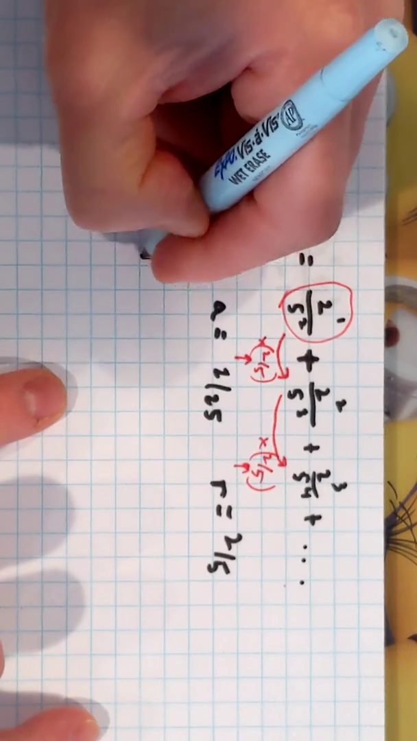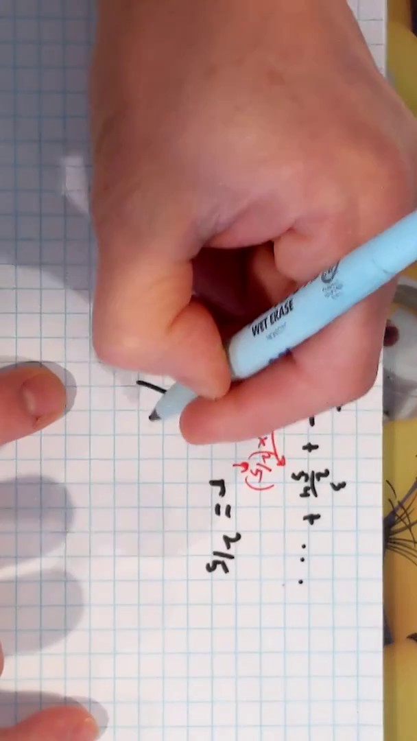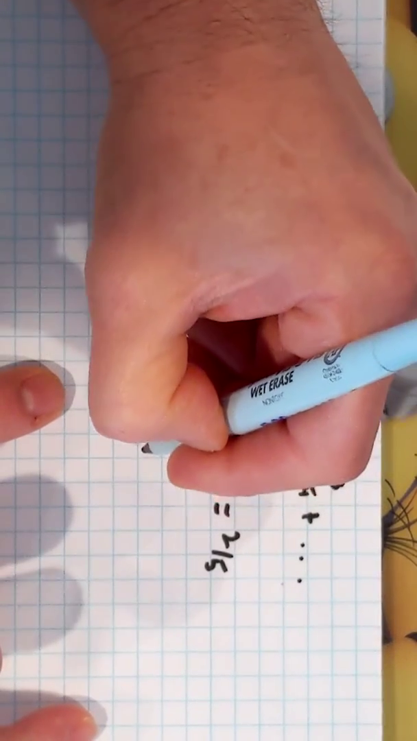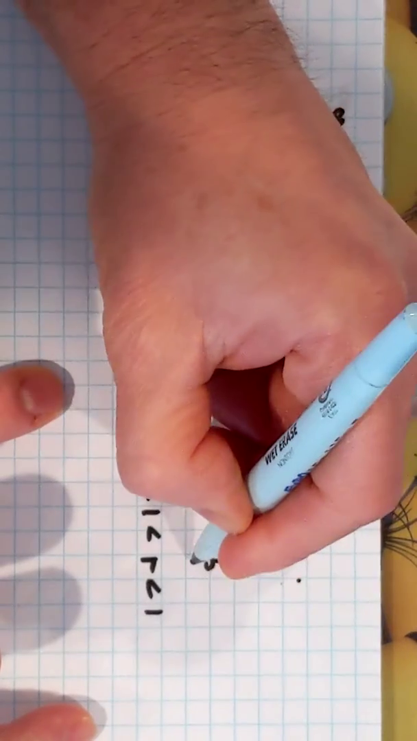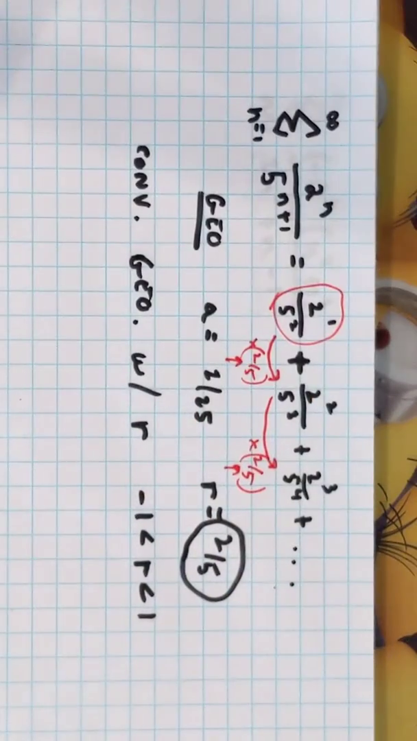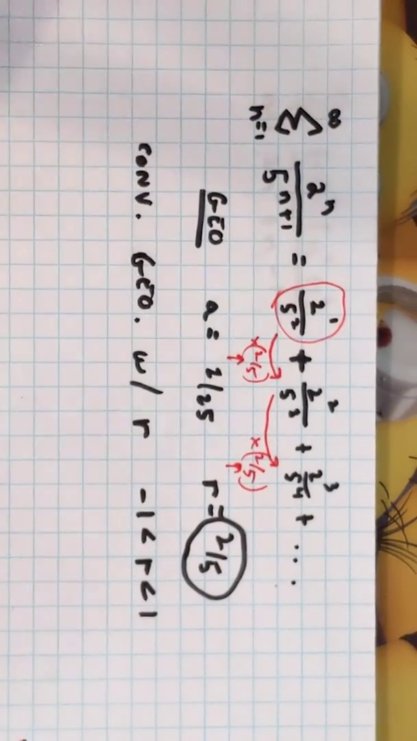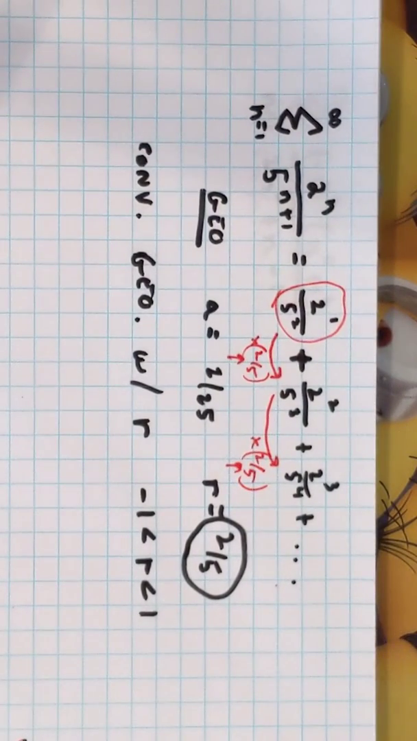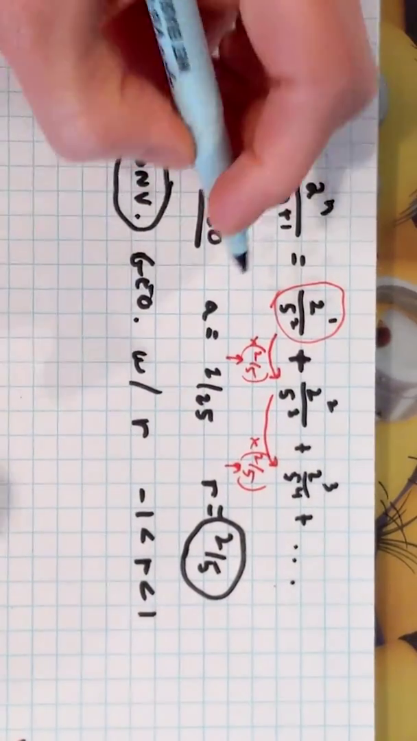because it's geometric with r that falls between those two numbers. 2/5 falls in between. Okay, so it's definitely convergent. Not only that, because it's geometric and converges, I also know what it converges to.